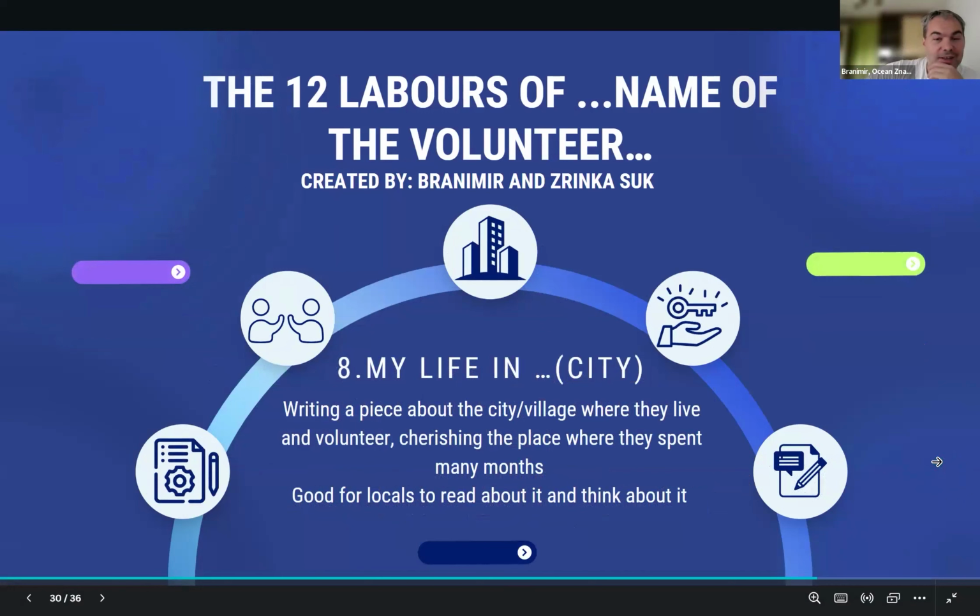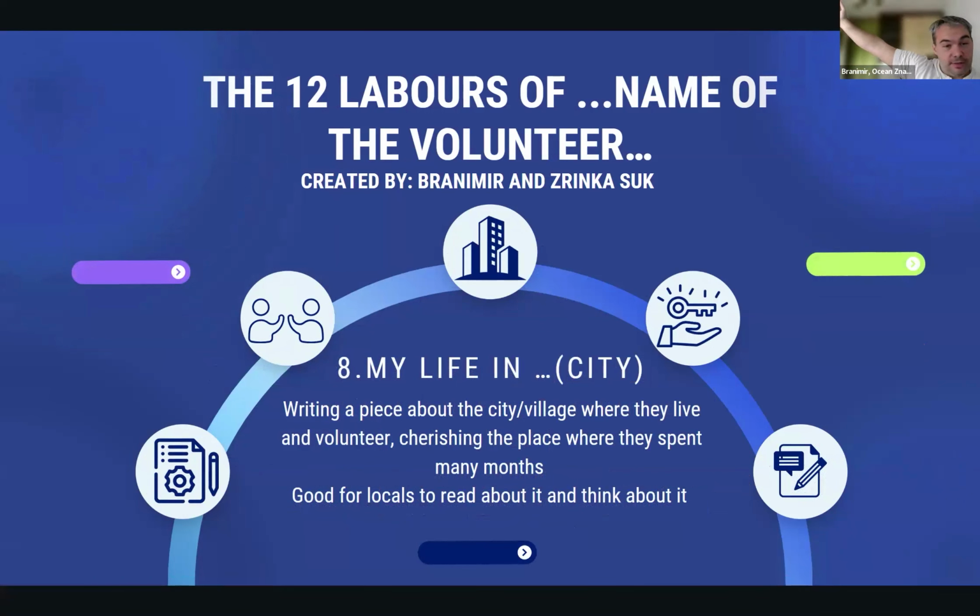And now, "Feast your life on my life in the blah blah city." So what happens here is that the volunteers write an article about the city or village where they live as volunteers. And in this article, usually it happens that they cherish the place. They spent many months. Basically, it turns into their new home, right? Because after 8 months, you're already very comfortable with the place.